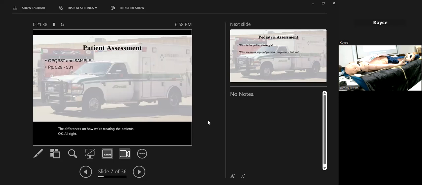OPQRST, SAMPLE. So how do we do an assessment on the patient? Okay, going through, yeah.